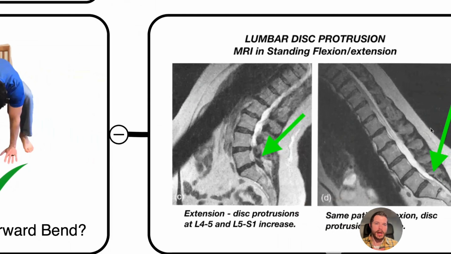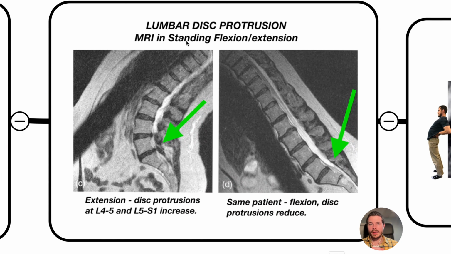Here's actually an MRI of someone who is standing and bending forward and bending backwards. And you see here's a disc extrusion, and here's a disc protrusion. What we see is that bending backwards actually increased this large disc protrusion. And the same person bending forward, the disc was intact, the intact disc actually pushed the protrusion back. So this person responded really well to bending forwards. Bending backwards actually made them worse.